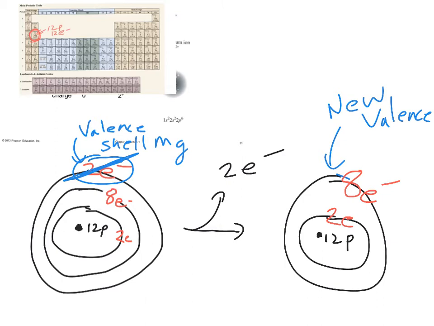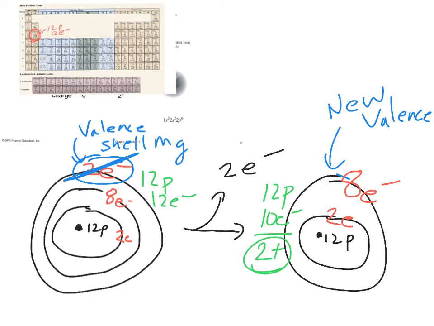Now magnesium's lost electrons, so it's gone from a situation where it had 12 protons and 12 electrons, so it had an equal number of positive and negative charges, to a situation over here where it has 12 protons but only 10 electrons. So it has 2 more positive charges than it does negative charges, leaving it with a net positive 2 charge.